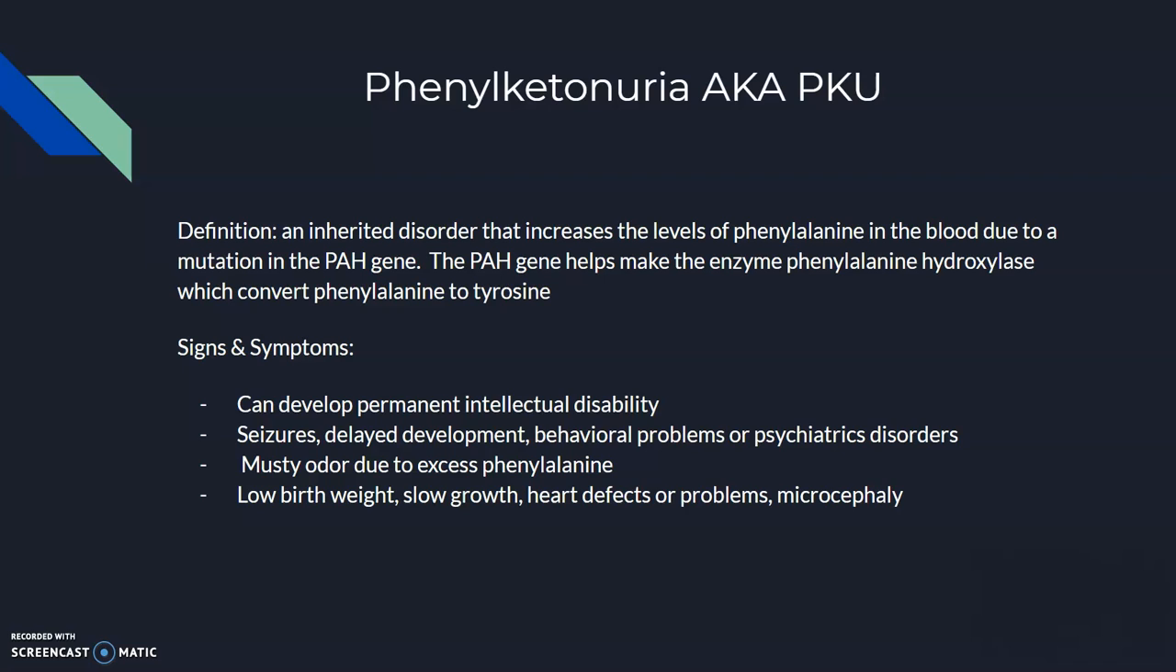Signs and symptoms can include permanent intellectual disability, seizures, delayed development, behavior problems, and psychiatric disorders. Some may have a musty odor due to excess phenylalanine, and they may have low birth weight. The last bullet point pertains to mothers who have a high phenylalanine diet while they're pregnant, and their babies may have low birth weight, slow growth, heart defects or problems, or microcephaly. And generally for this patient, she doesn't have any other symptoms or signs other than that she has high phenylalanine levels, and she does have a slightly low birth weight.